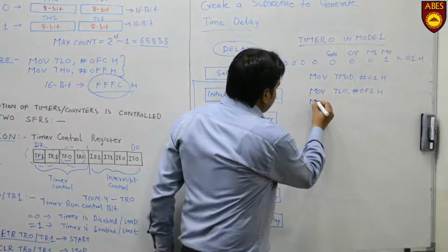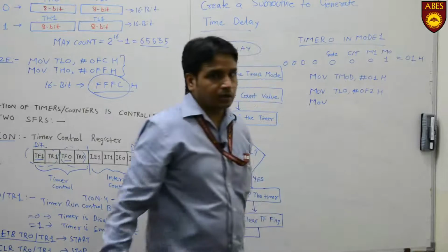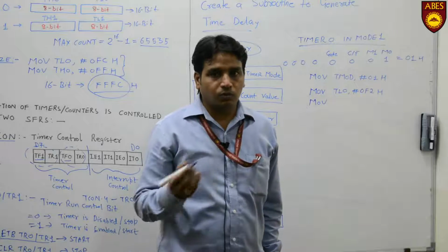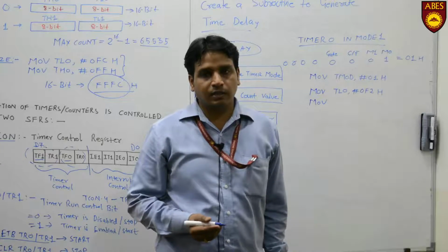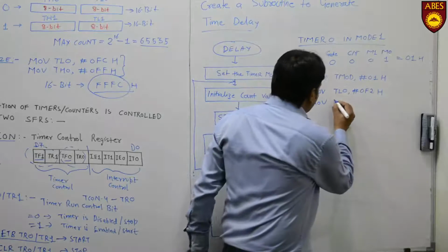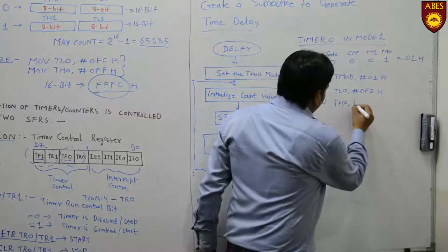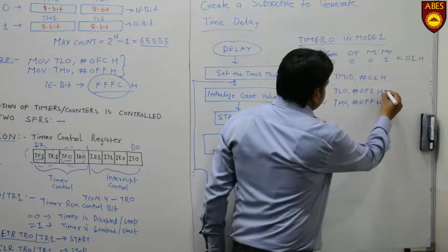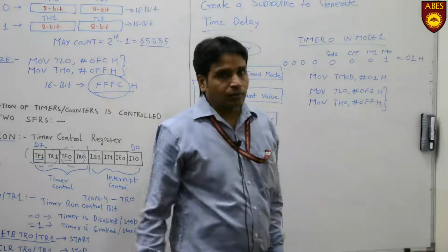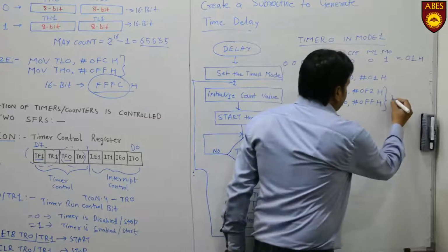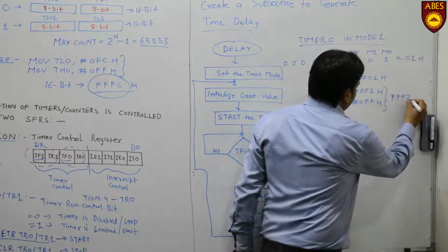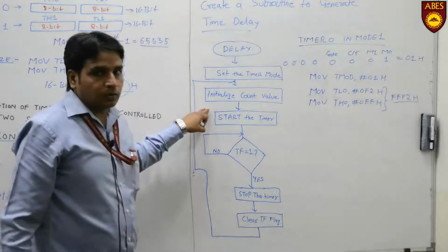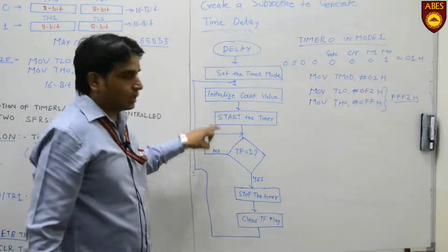Similarly, because we are using the timer in mode 1, and we have already discussed that mode 1 is a 16-bit timer mode, we have to load both the registers, the lower order register as well as the higher order register. So we will move another value in the higher order register. Suppose I take the value FFH. So the net count value in this case becomes FFF2 in hexadecimal.